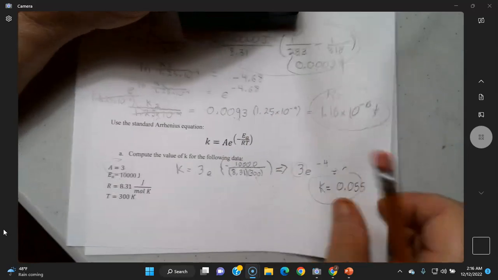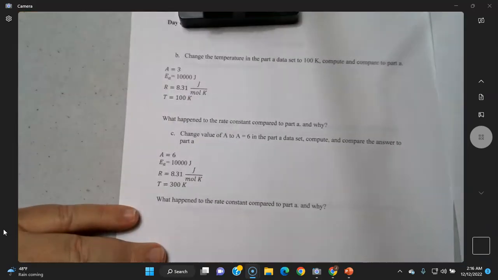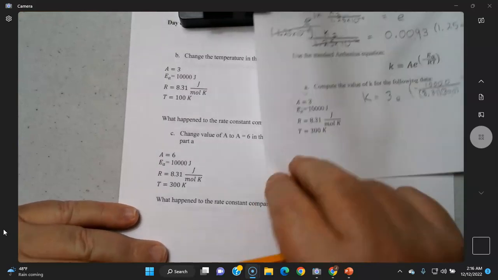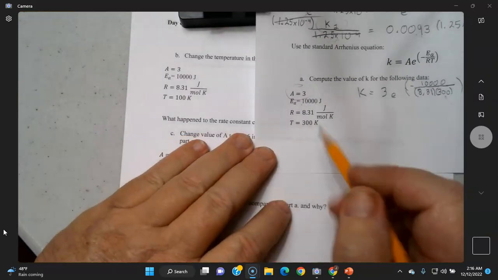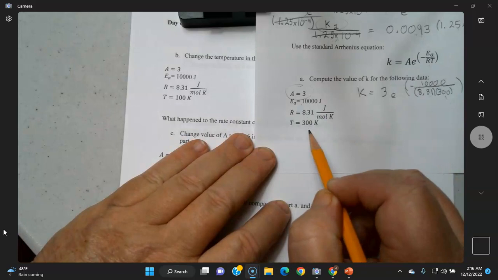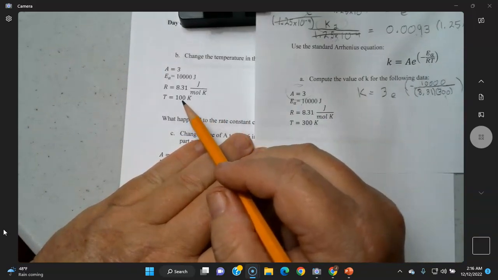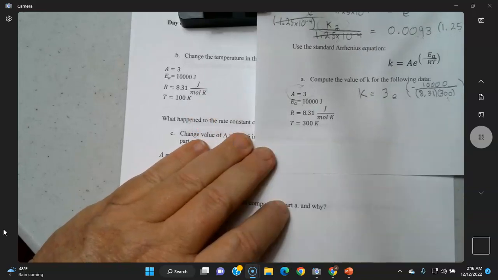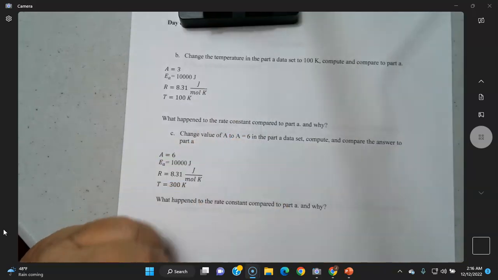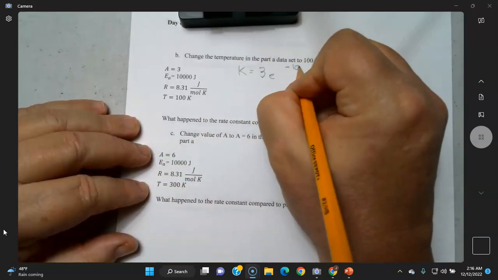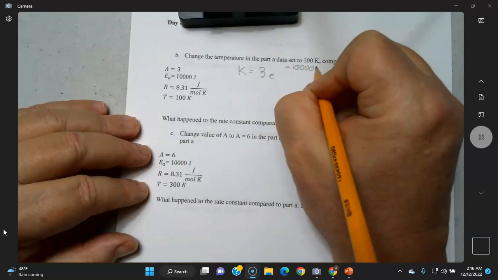Now I'm going to have you change one variable in the next couple problems to see how it changes. So let's come over here. Now what did we do here? Let's compare it to this. So everything's the same except we went from 300 degrees in temperature down to 100 degrees. So that ought to make the rate constant go down because we're now doing it at a lower temperature, so the reaction is not going to run as fast.